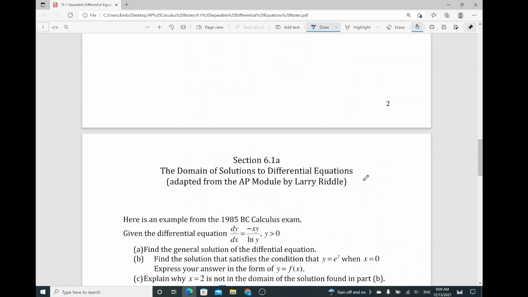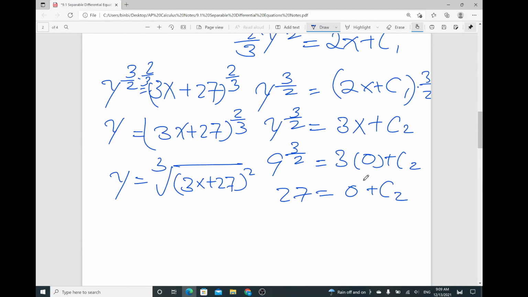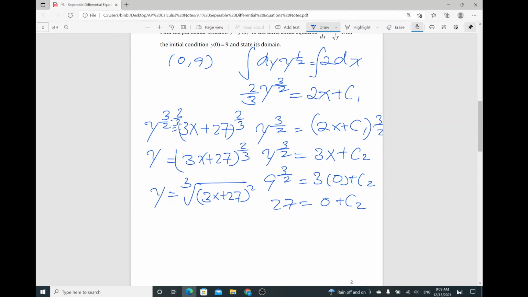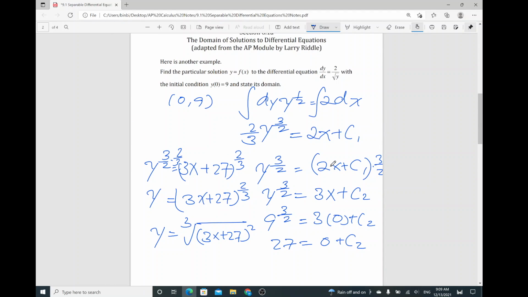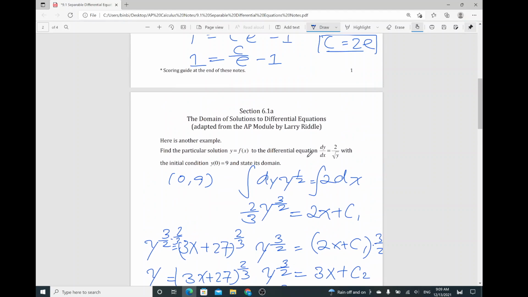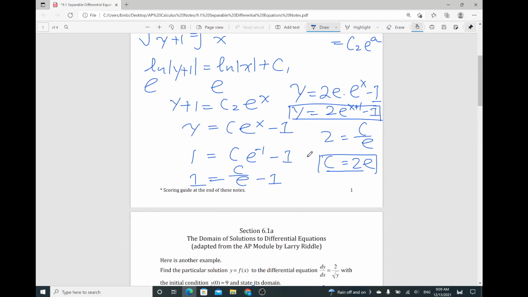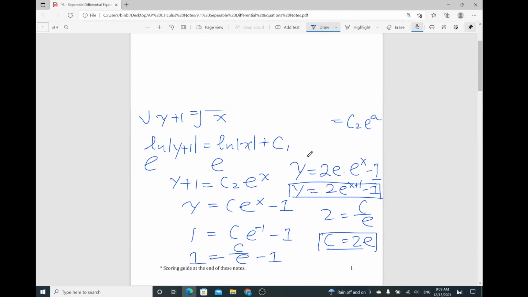Okay, so make sure you know how to separate variables and how to integrate. Integrate by separating the variables, using the power rule, the exponential rule, or sometimes substitution. But don't forget about the constant c at the end.